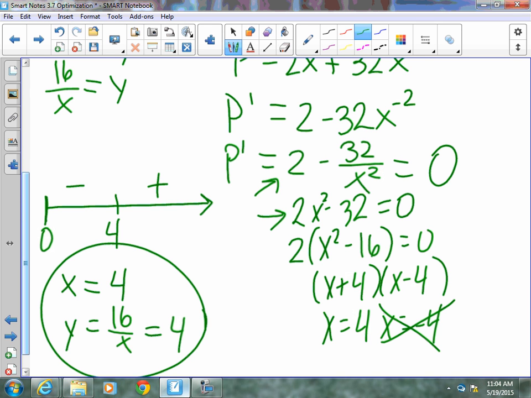So your statement for this one could be: the smallest perimeter possible for a rectangle with area of 16 inches squared occurs when x is 4 and y is 4, or when it's a square with a side length of 4.